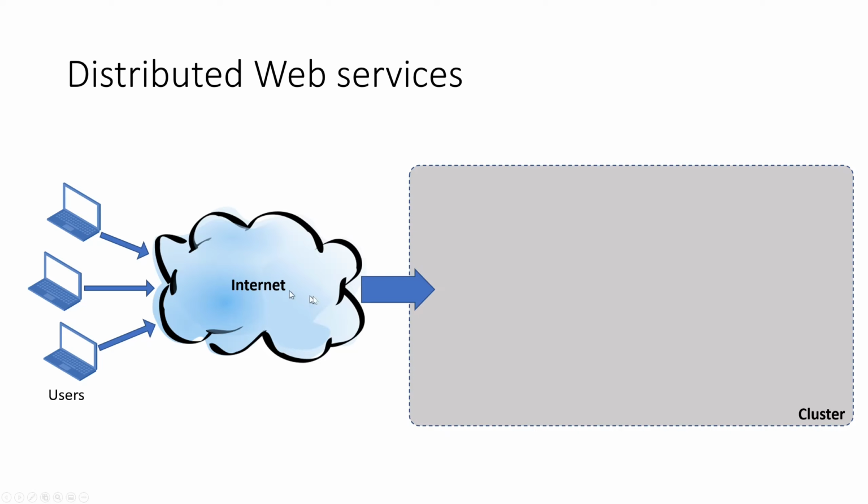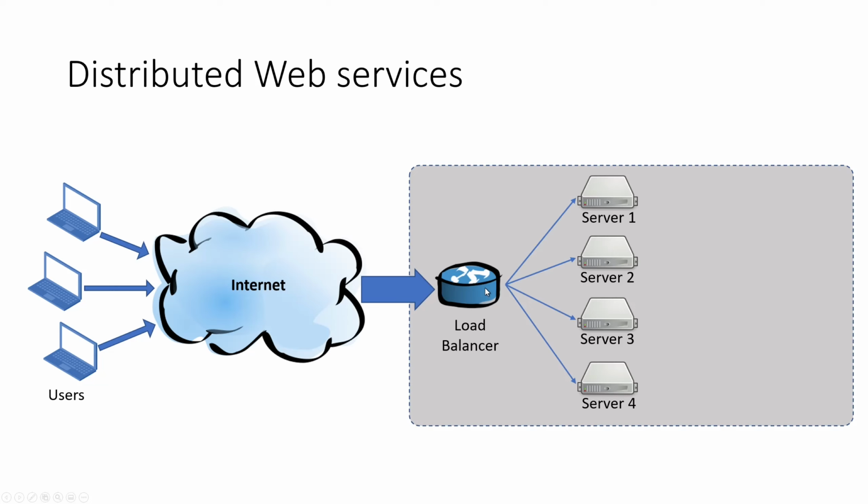In practice, the requests arrive at the cluster. They are first serviced by a load balancer, which is going to redirect the requests to different servers depending on their load. So each server handles a small number of requests, and the server doesn't even need to handle the whole request. It might actually offload some of the tasks to serve that request to other servers.